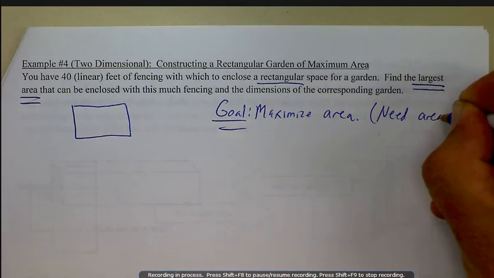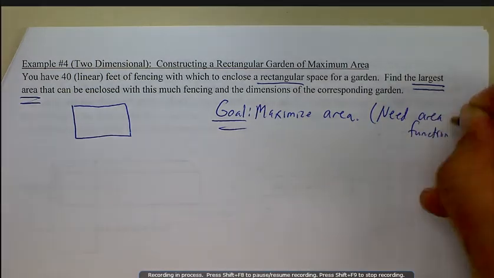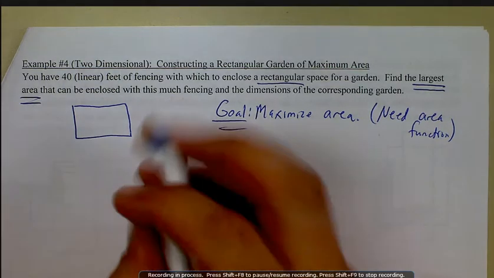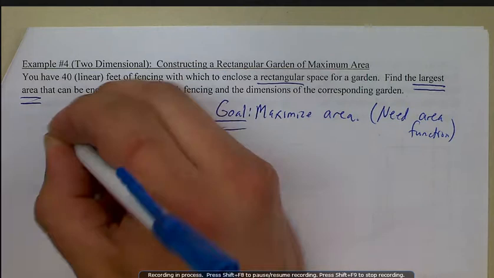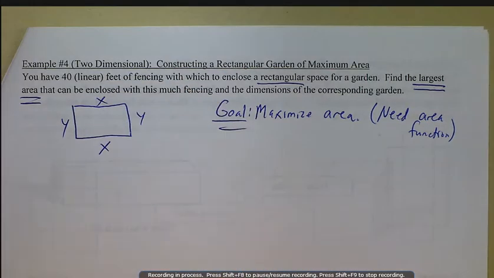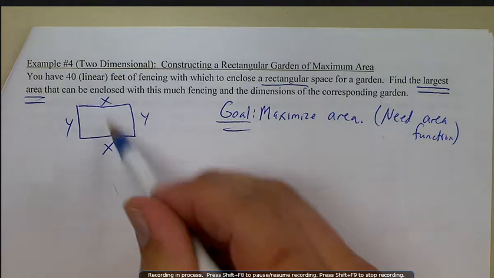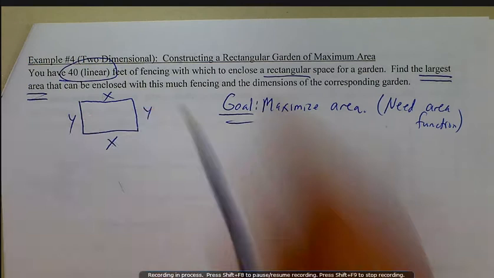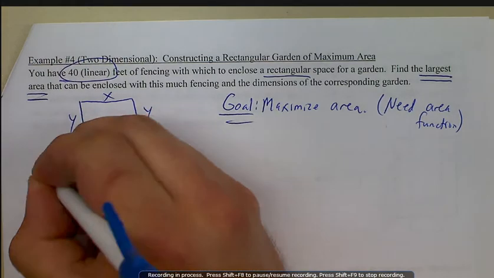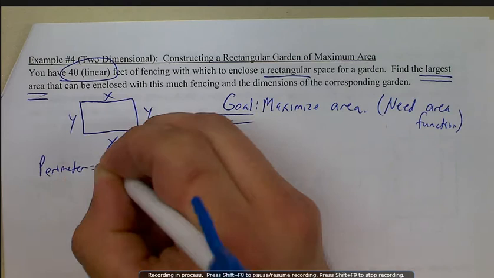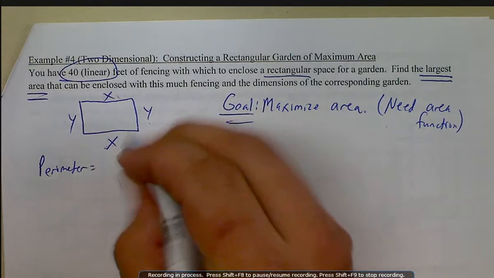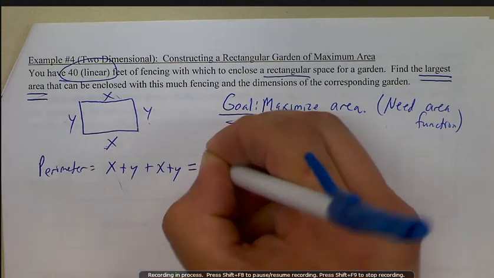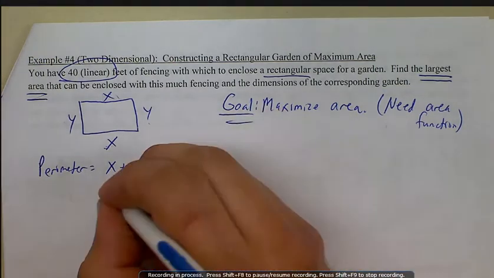What I know is I have two sets of dimensions, length and width, x and y. Whichever is length, whichever is width. All I know is I have 40 feet of fencing. So that means the perimeter, which adds up all four sides, x plus y plus x plus y, is going to add up to 40. I get 2x plus 2y equals 40 for my perimeter.